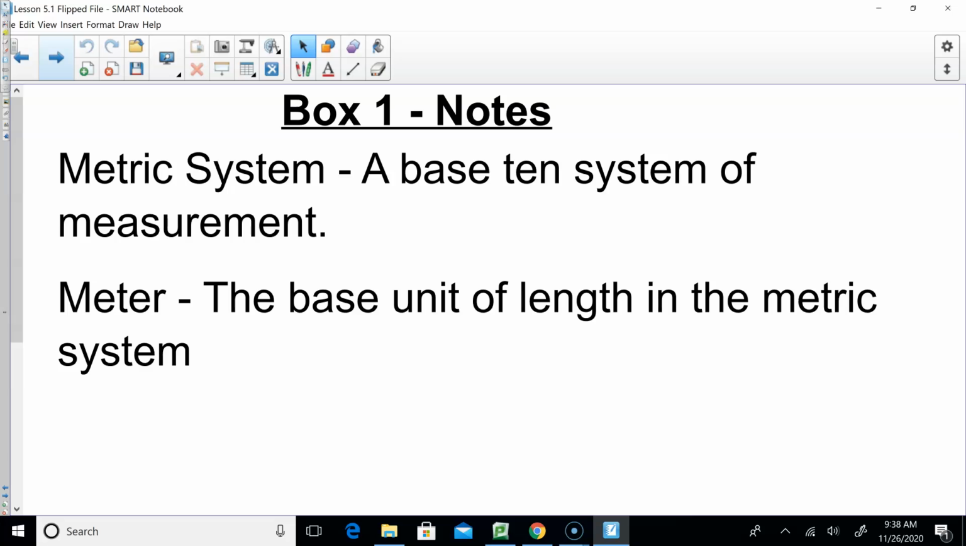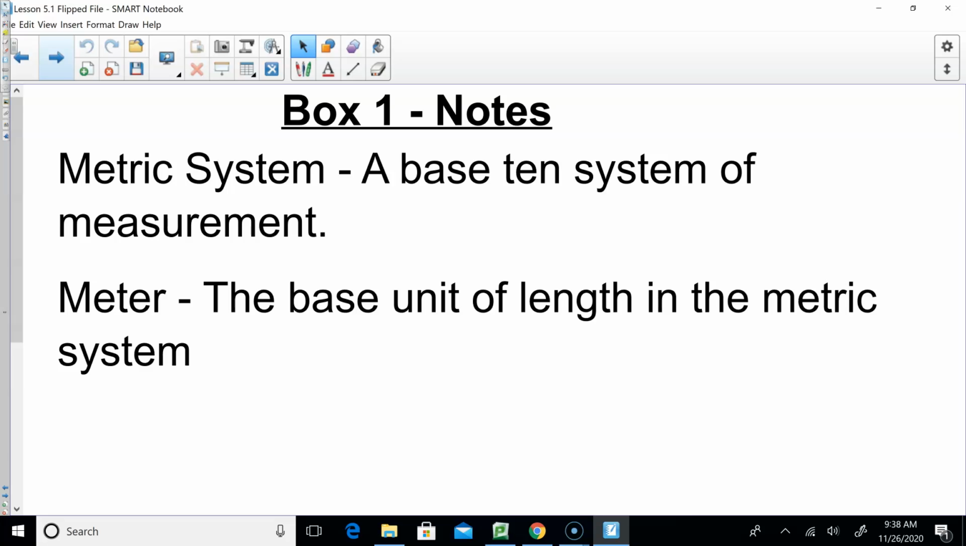So first one in our box notes, as we start a new unit, we start learning some new vocabulary words. So the metric system, it's a base 10 system of measurement. It is what 95% of the world uses, and it makes lots of sense because we do all of our counting and adding using a base 10 system. So that's why this system is going to probably make a lot of sense once we catch on to how it works. And then meter is the base unit of length in the metric system.